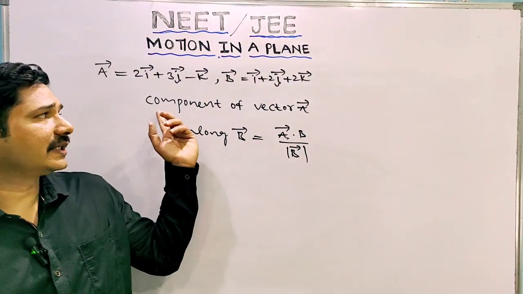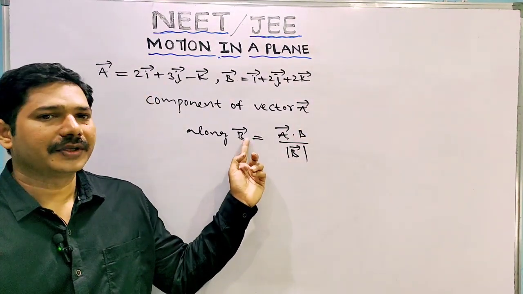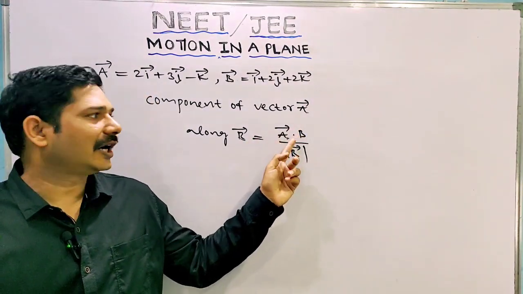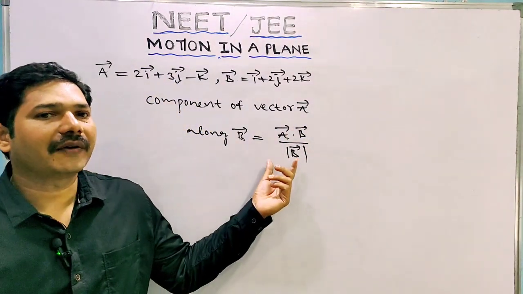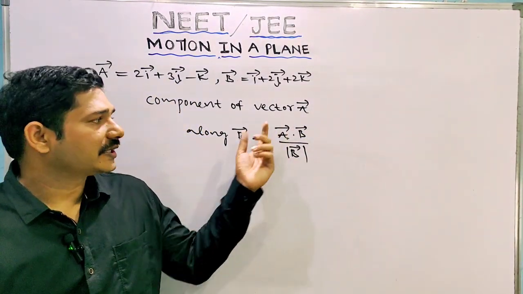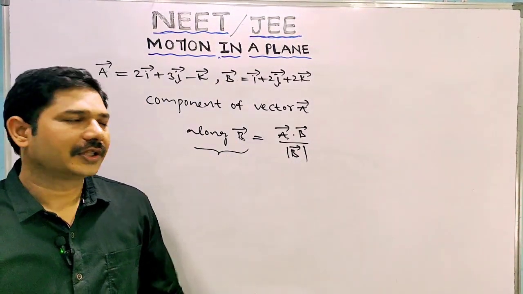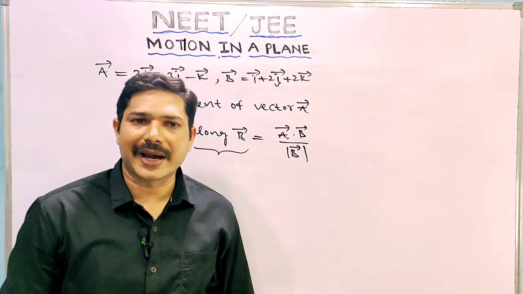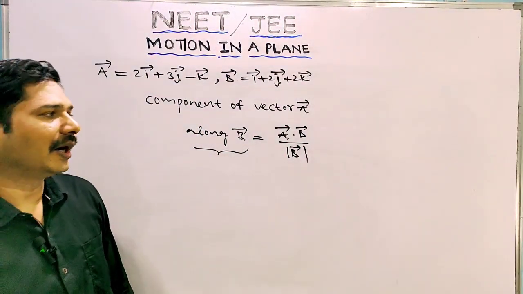Sometimes they will ask like this also: component of vector B bar along A bar. So that time the formula is what? A bar dot B bar by mod of A bar. Whatever they are asking along, that one goes in the denominator, that magnitude we have to take. A bar dot B bar by mod of B bar.